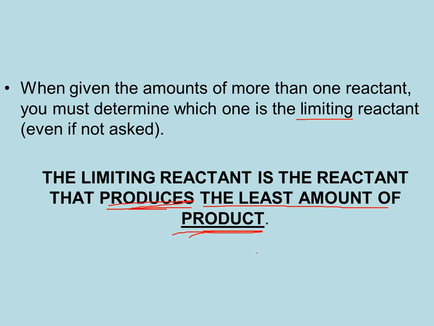So if you want to know which one's limiting, you've got to find out how much product each one of them produces. These types of questions are going to involve you doing multiple sets of calculations and then finding out which one can produce the least amount of product.